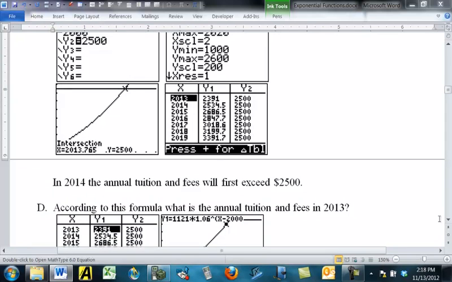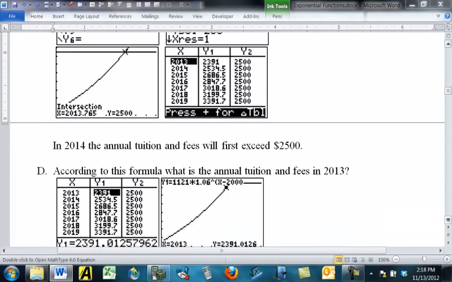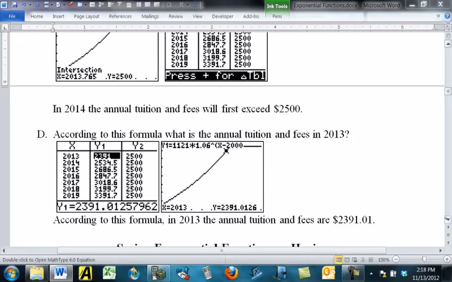But anyway, we see that in 2014 the annual tuition and fees will first exceed 2,500. And then what will the tuition and fees be in 2013? Again, I can look at the table or a trace, or from the home screen I can do Y1 of 2013. Either way, I get $2,391.01.